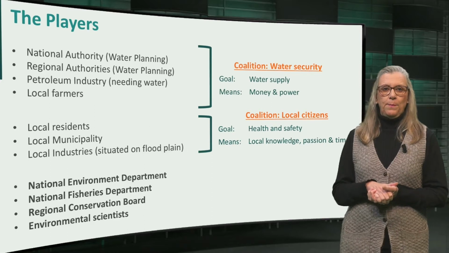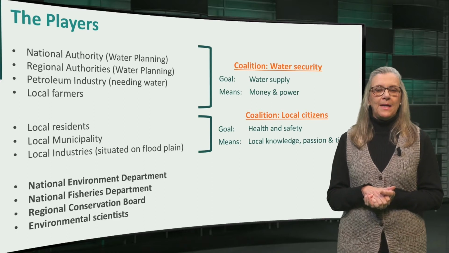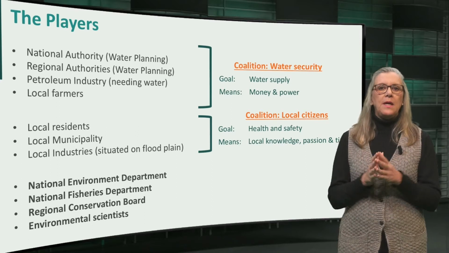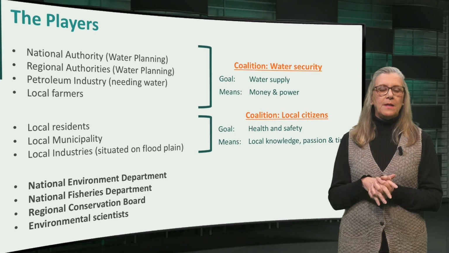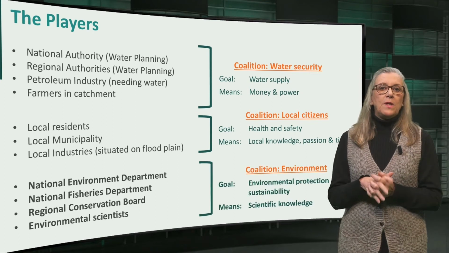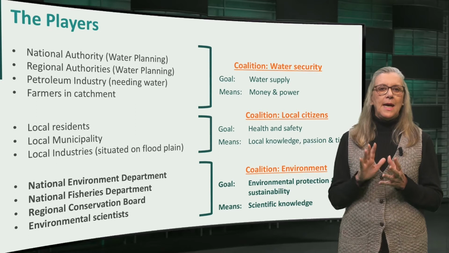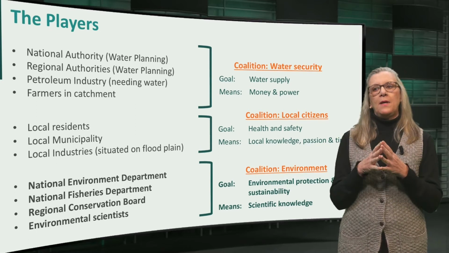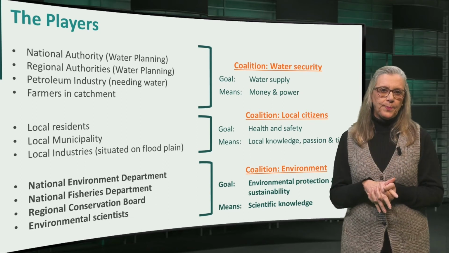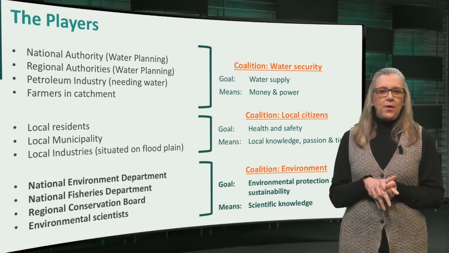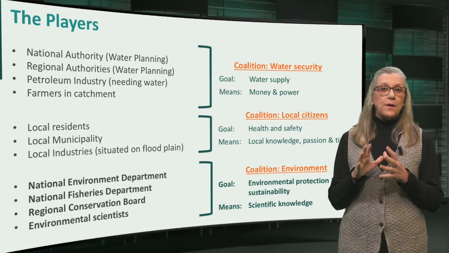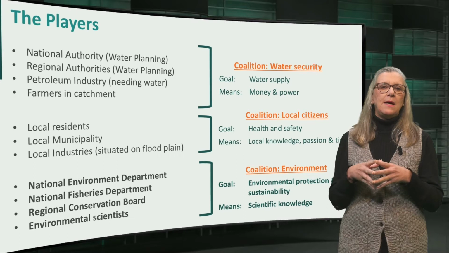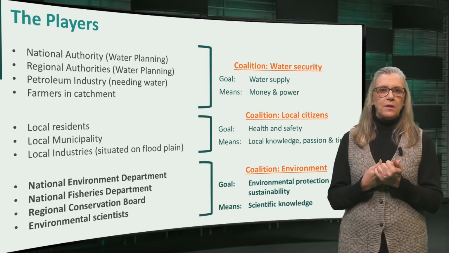The last set of role players comprised national environmental and fisheries authorities, the regional conservation body, and also a group of environmental scientists. Their common goal was biodiversity protection and long-term environmental sustainability, so they became the Environmental Coalition. This coalition's strength lay in their science knowledge on the estuarine processes, which was critical to understand the environmental implications of this new dam.